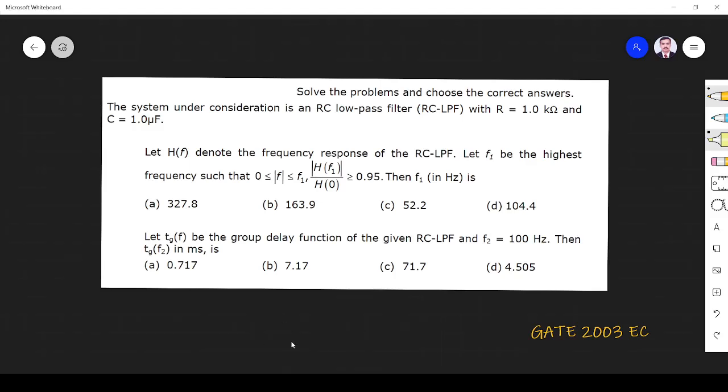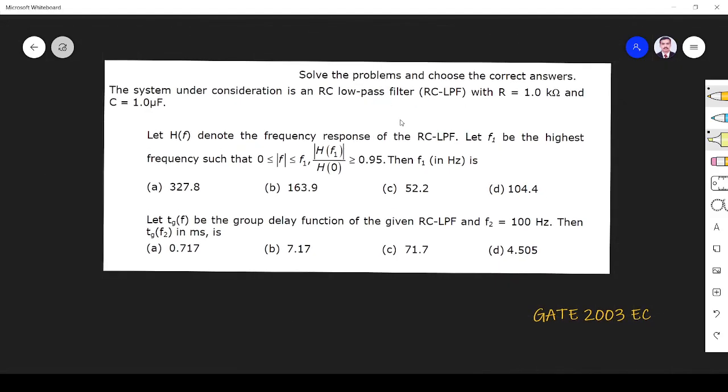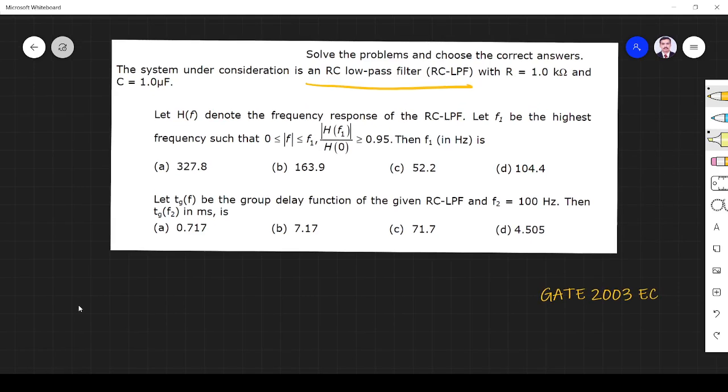Hi friends, in this video let us solve a signal system related question asked in the GATE 2003 EC paper. The question is: solve the problems and choose the correct answer. The system under consideration is an RC low pass filter with R equal to 1K ohm and C equal to 1 microfarad.